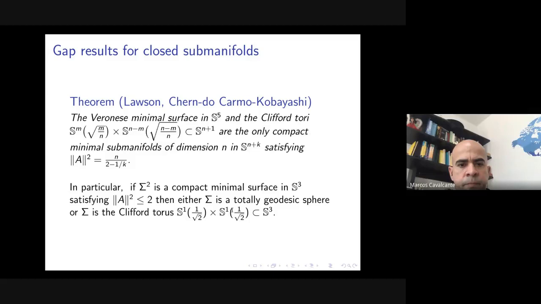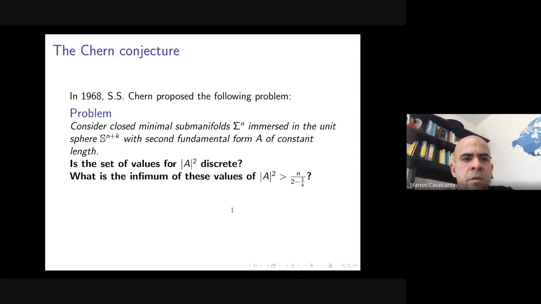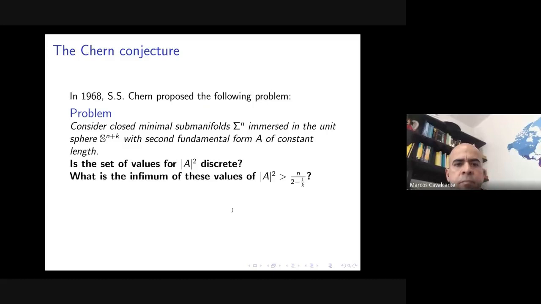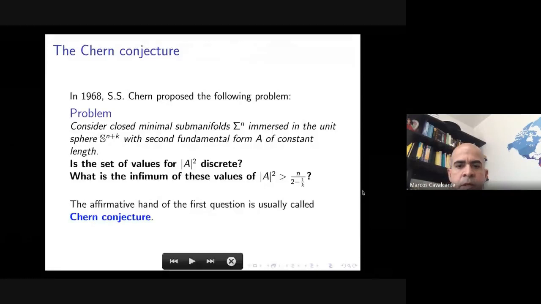Let me say that in the same year, 1968, S.S. Chern proposed the following problem. Consider closed minimal submanifolds in the unit sphere with second fundamental form of constant length. The first question is: is the set of values for the norm of A discrete? The second: what is the infimum of these values after that number, n over 2 minus 1 over k? The affirmative answer to the first question is usually called the Chern conjecture, and there are many works in this direction, even recently.